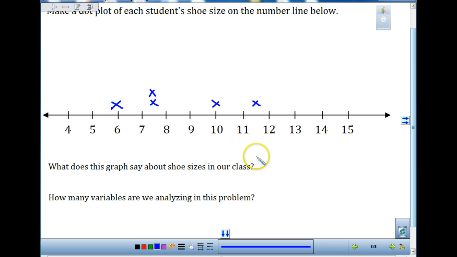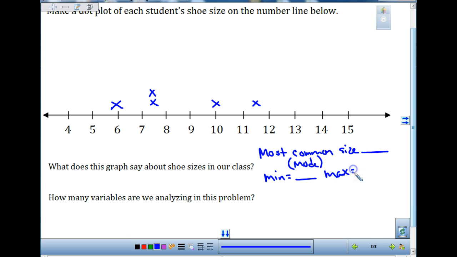One of the most common things we could probably find is who has the most common size shoe. What's the most common in our 8th grade math class? That is often referred to as the mode when you did statistics. We can find the minimum. We should be able to see what our maximum shoe size is. So please write these down.